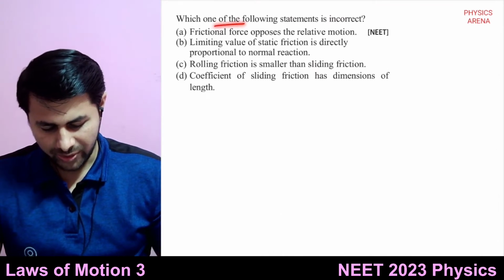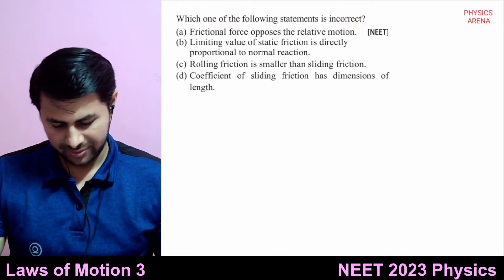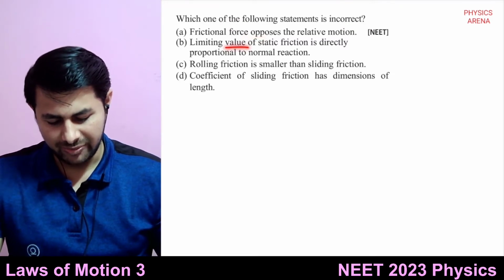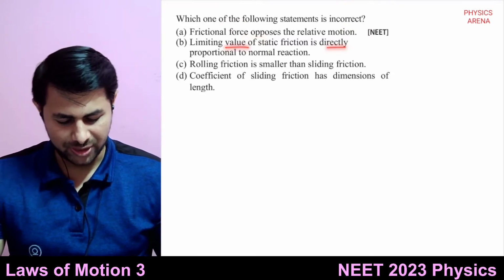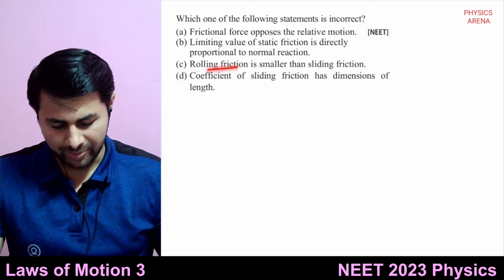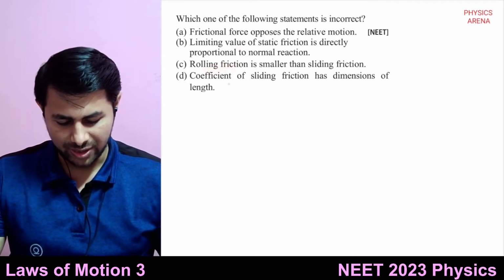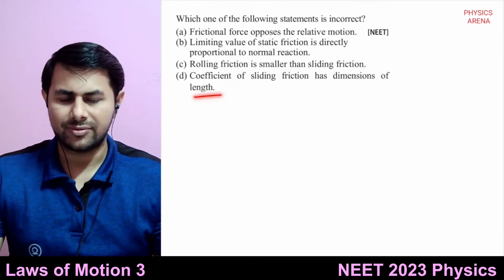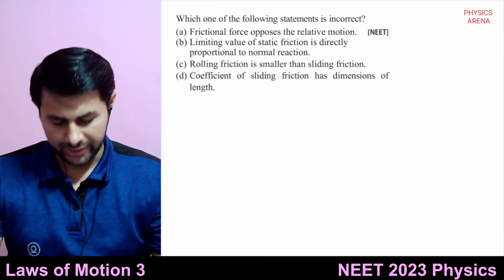Which of the following statements is incorrect? Frictional force opposes the relative motion. Limiting value of static friction is directly proportional to normal reaction. Rolling friction is smaller than sliding friction. Coefficient of sliding friction has dimensions of length. Tell me. Option D. Right.